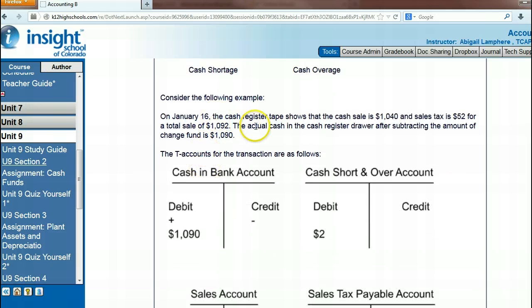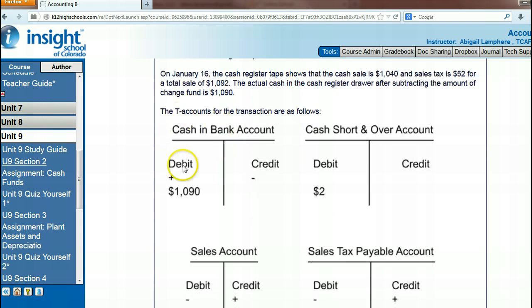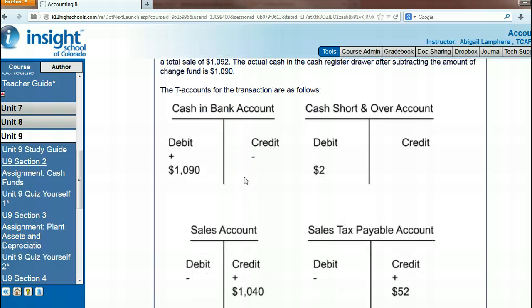On January 16th, the cash register tape shows that cash sales is $1,040. Sales tax was $52 for a total sale of $1,092 for the day. The actual cash in the cash register after subtracting the amount of change fund is $1,090. So we're $2 short somewhere. So this is how that transaction would look.